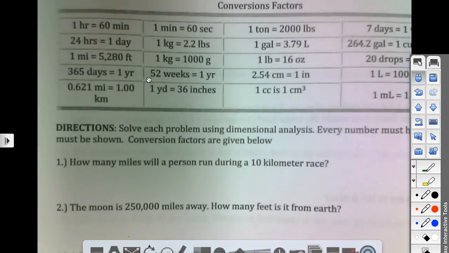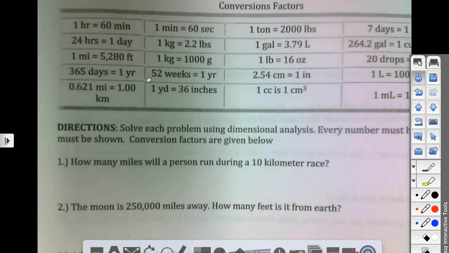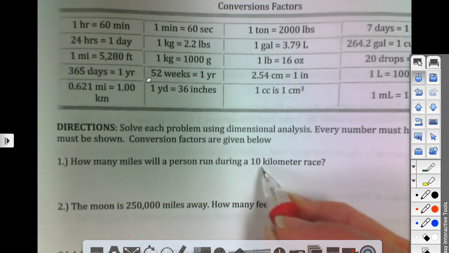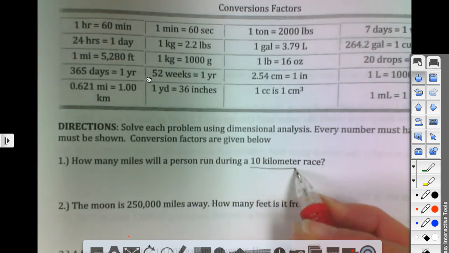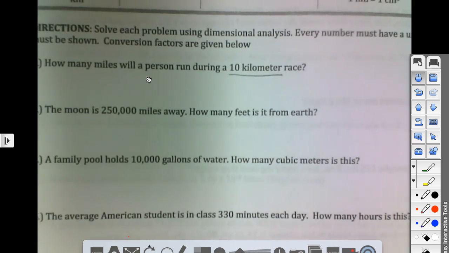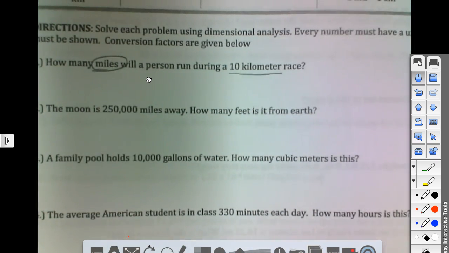Okay? If I read this first one, how many miles will a person run during a 10-kilometer race? I'm looking for where to start, something that doesn't have a friend. See how this number isn't equal to anything? So I'm going to put a line under it. So 10 kilometers. You know how in that top right-hand corner I circled my unit? I'm going to circle what they want me to solve for. So I'm going to circle miles, and I know miles needs to go in that top right-hand corner.